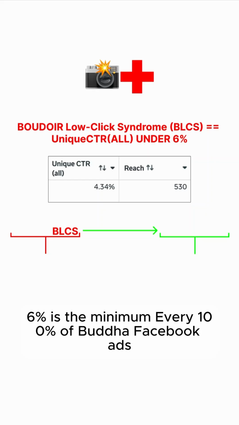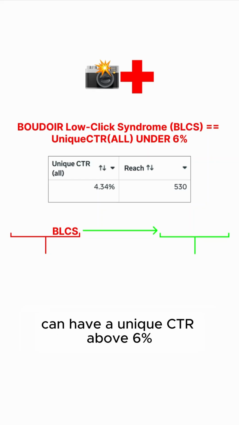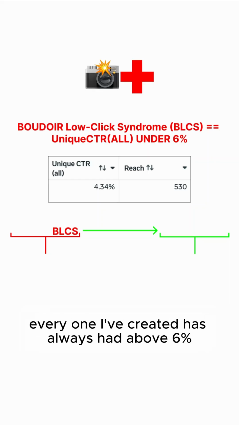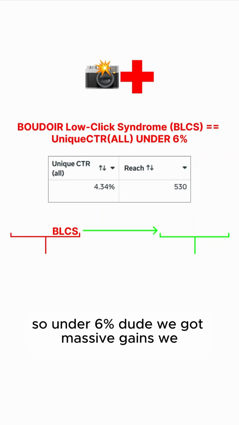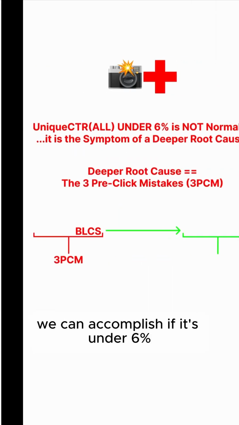6% is the minimum. 100% of Boudoir Facebook ads can have a unique CTR above 6%. Every one I've created has always had above 6%, even when I only try a little bit. So under 6%, dude, we got massive gains we can accomplish if it's under 6%.